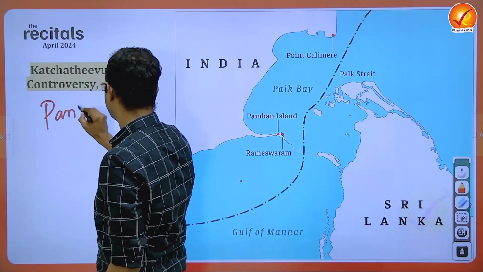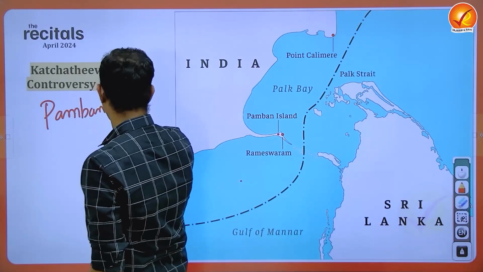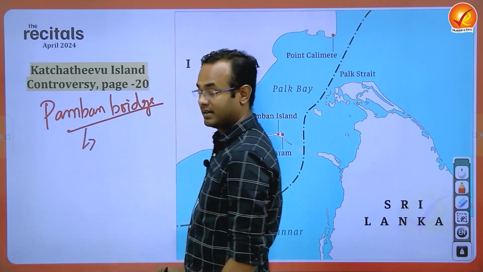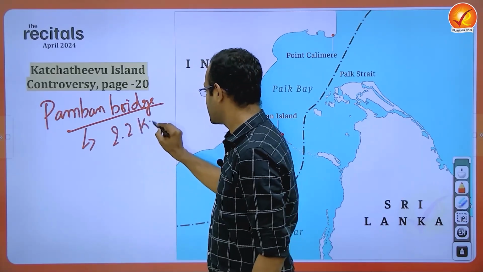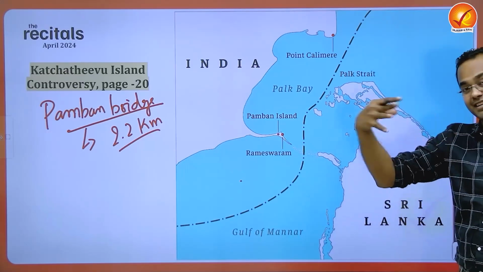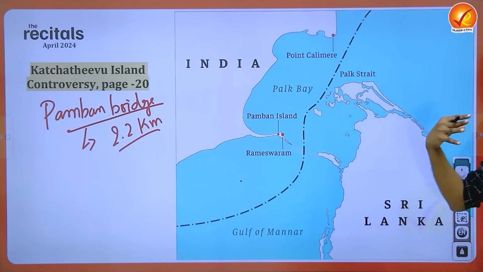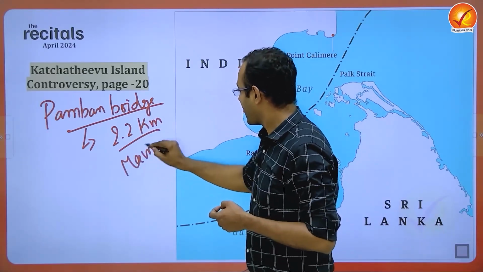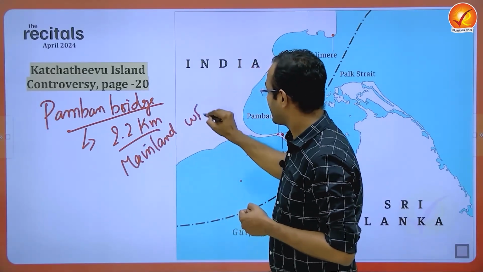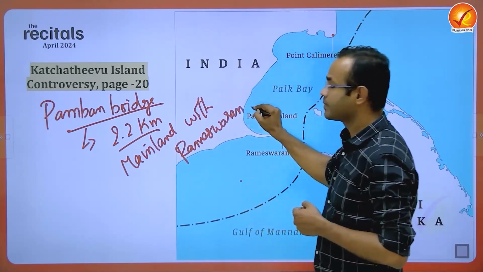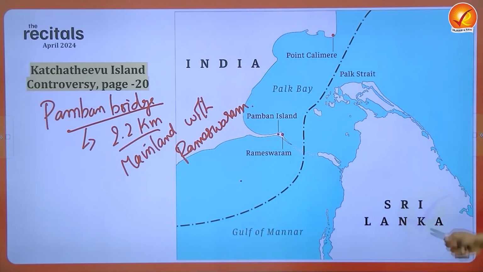Pamban Bridge. It's a 2.2 kilometer bridge. The number is not required, you don't need to memorize it. I am putting it across just for your imagination and understanding of the length of the bridge. This bridge connects the mainland with Rameshwaram.